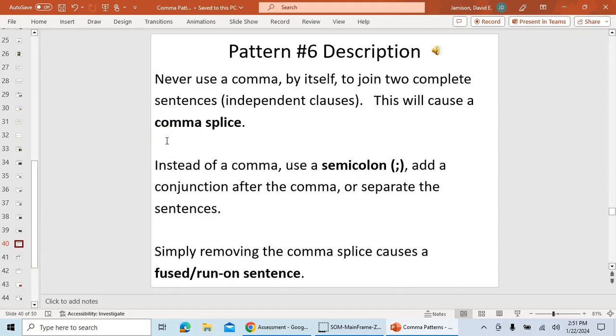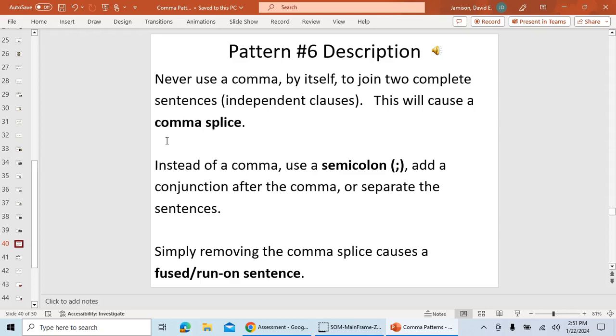Never use a comma by itself to join two complete sentences or independent clauses. This will cause a comma splice. You're going to make comma splices at some point in the year. That's perfectly normal, but it's important to know when you need a period and when you need a comma. And commas are different than periods. They're for breaking up sentences. They're not for ending them.